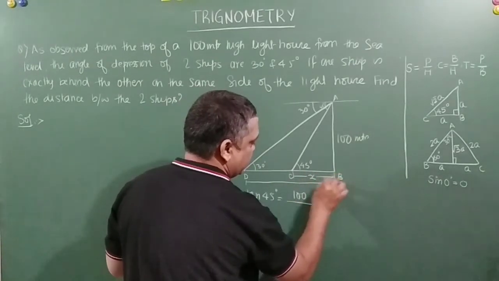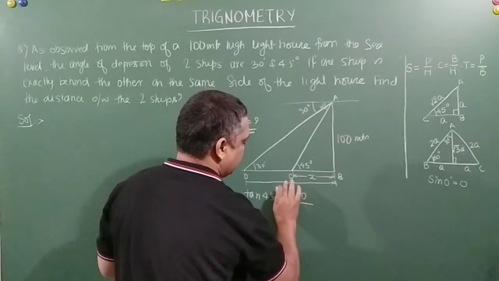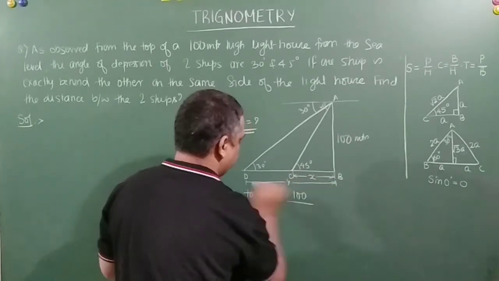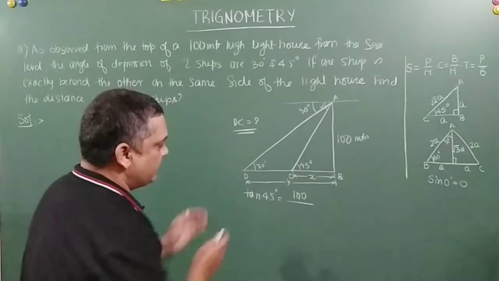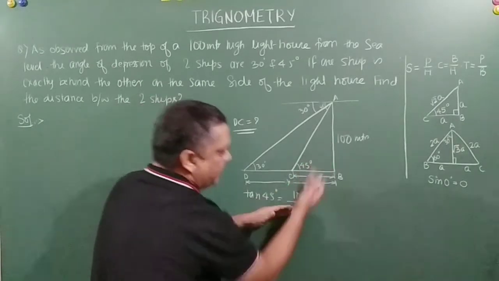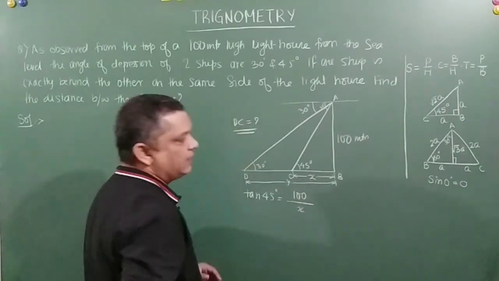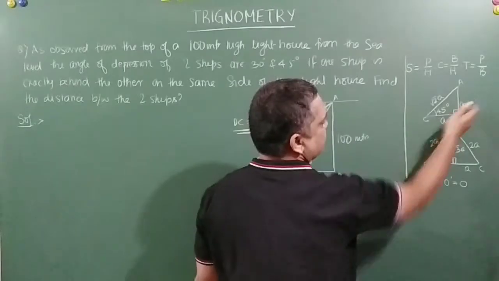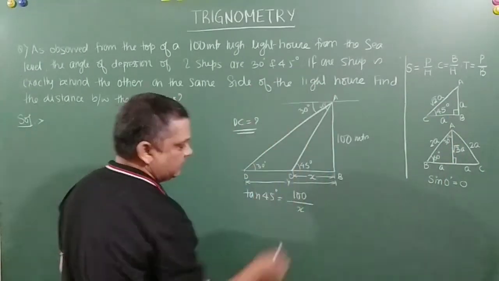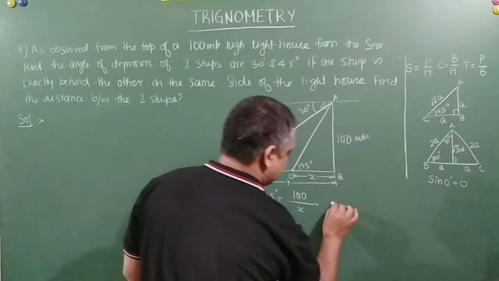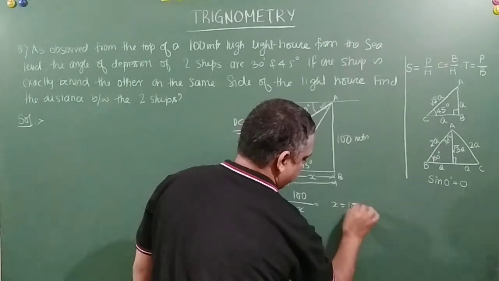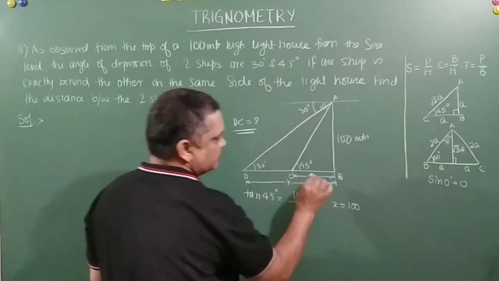From here to here it is x and from here to here it is y. Right? So what is this? 100 by x. You are getting it? But tan 45, tan is nothing but perpendicular by base, so 1. So this says that x is equal to 100. Right? So this is also 100.